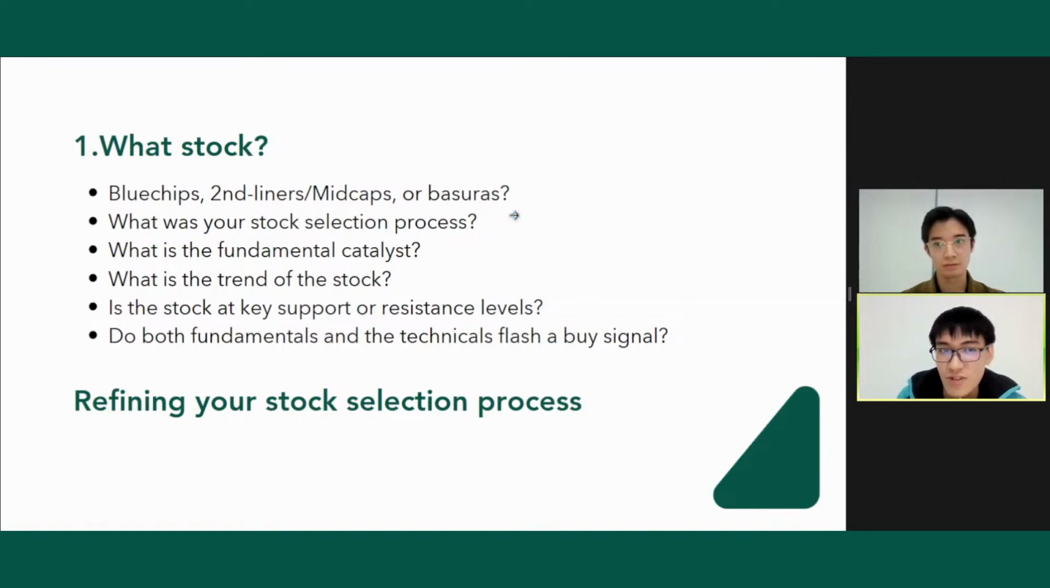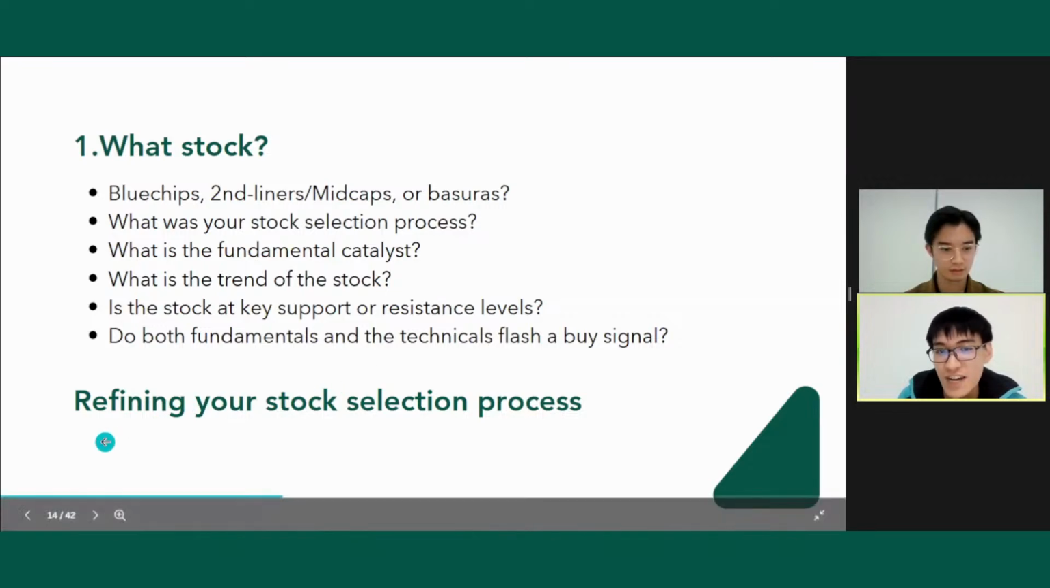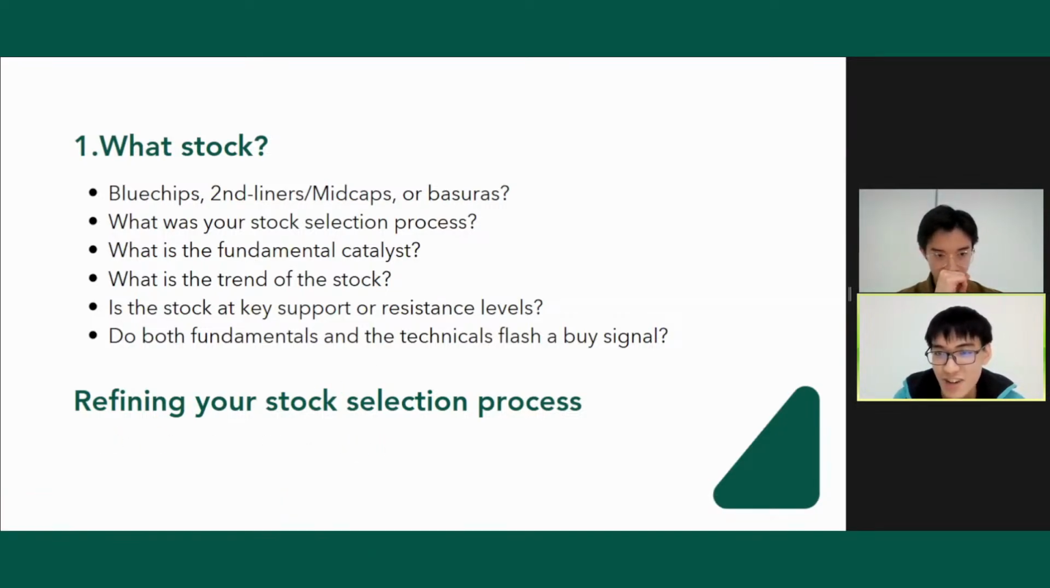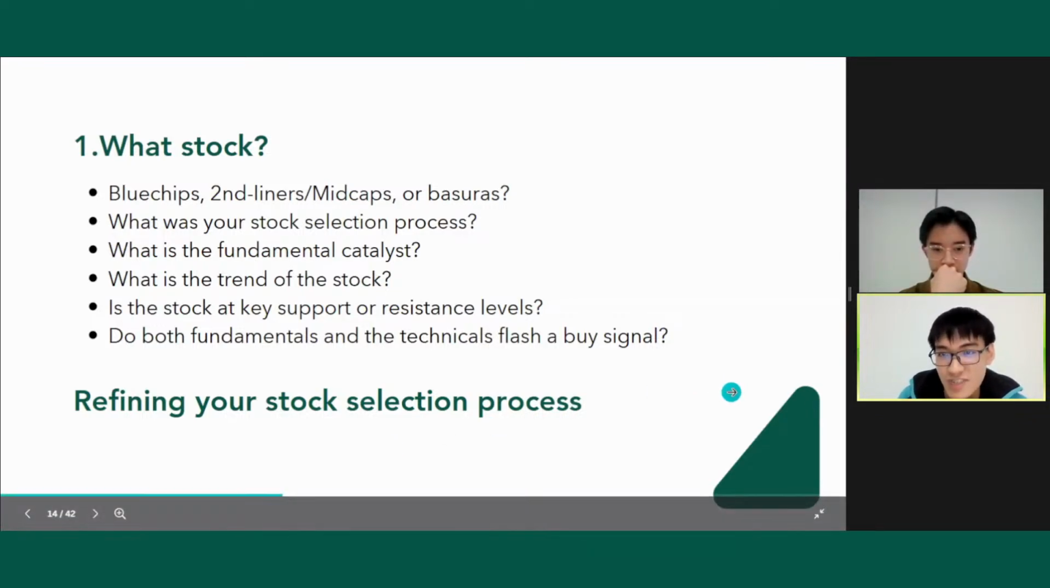So when you ask what stock, this is to allow you to refine your stock selection process. There should be a good reason why you bought the stock. So you have to refine that by looking at your journal. What were your past trades? What stocks were you buying? And did they make any sense, diba, based on your analysis? So that's the first one, what stock.